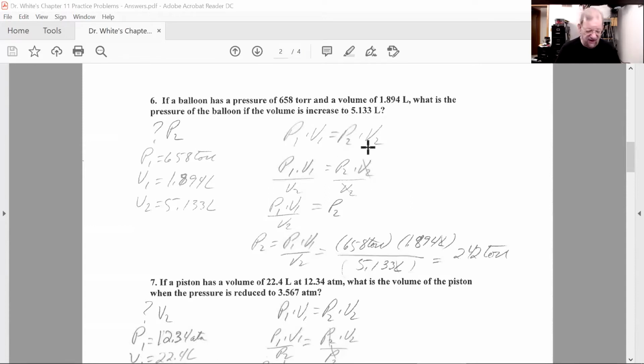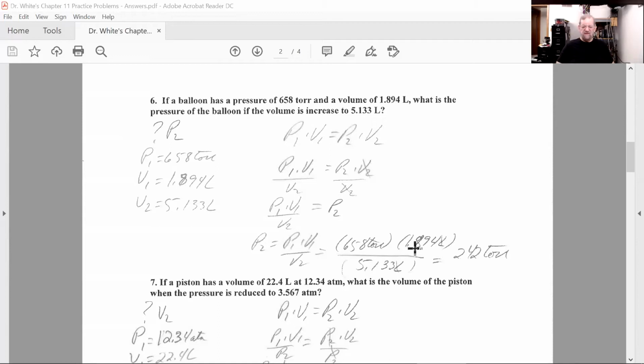Remember, anything divided by itself is number 1. So if I want to get rid of V2 and I'm multiplying it times P2, I can divide by V2. Whatever you do to one side, you have to do to the other. Anything divided by itself is 1. 1 times P2 is P2. It's equal to this. Dr. White likes to rewrite it. He's done the hard part figuring out what these are. I now put those in.